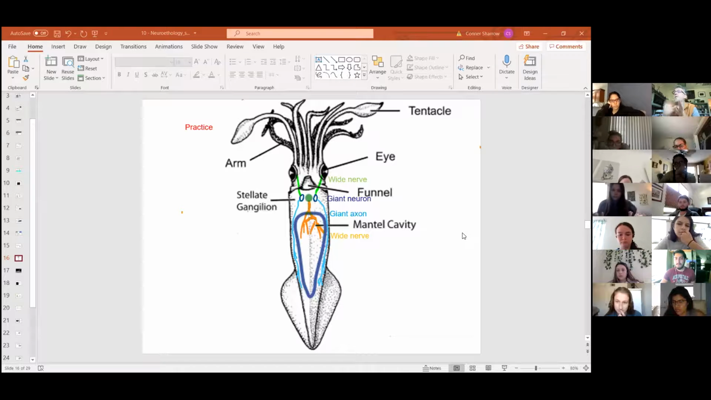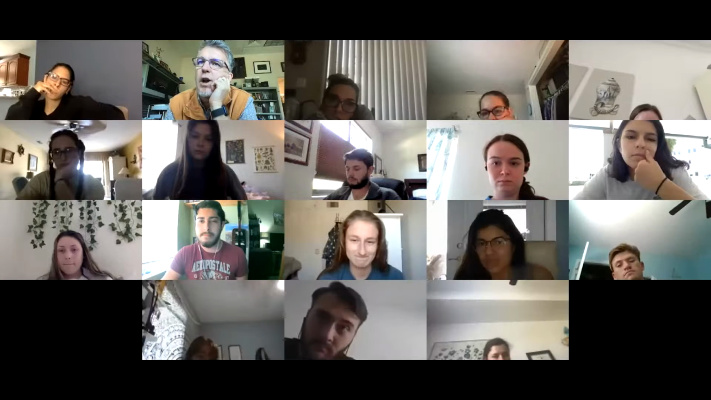That's pretty good. So now we figured out a mechanism for getting water in. We figured out a mechanism for how to close the mantle cavity. Love it. Group 3 is Casey, Cortland, and Carla.